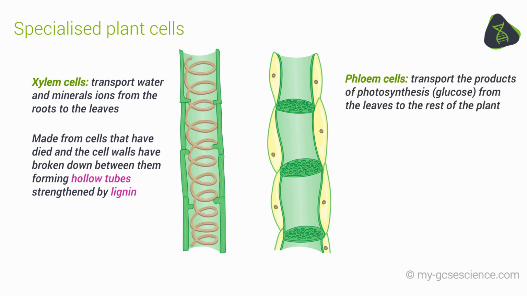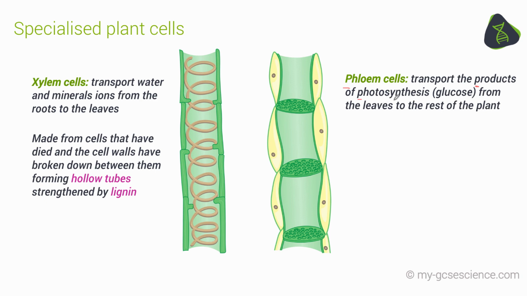On this side you have got phloem cells, and phloem cells transport the products of photosynthesis. The products of this chemical reaction are oxygen and glucose. Oxygen is the waste product, and glucose really is the jackpot because it's the fuel that the plant needs to keep going to stay alive.